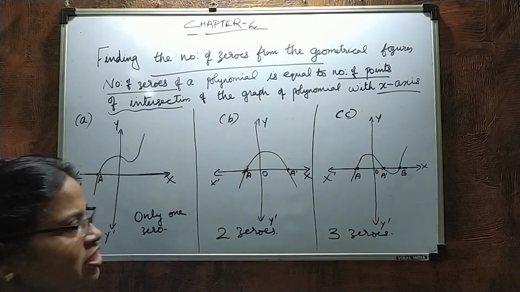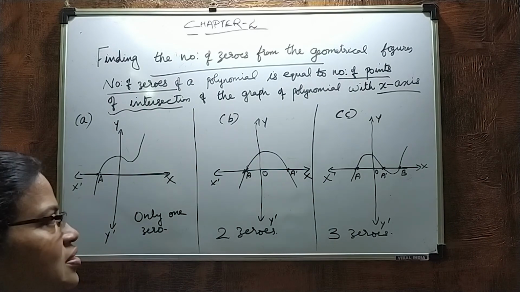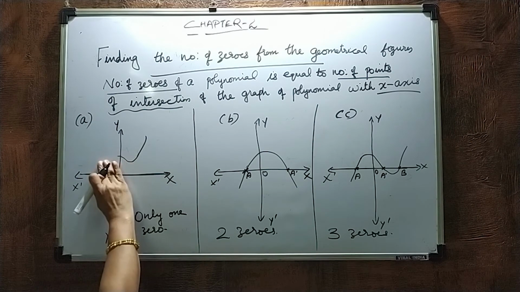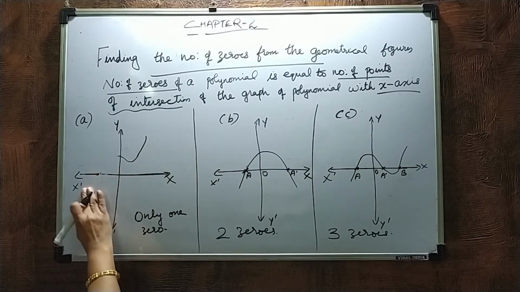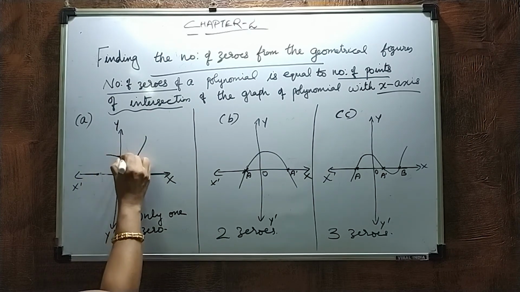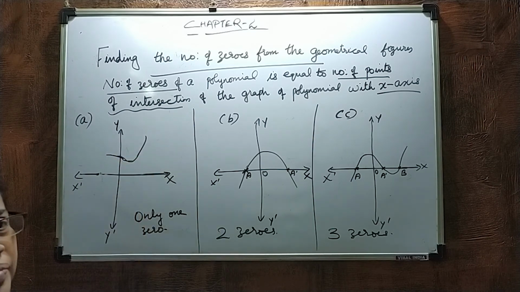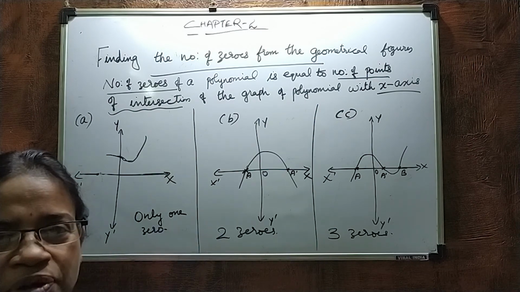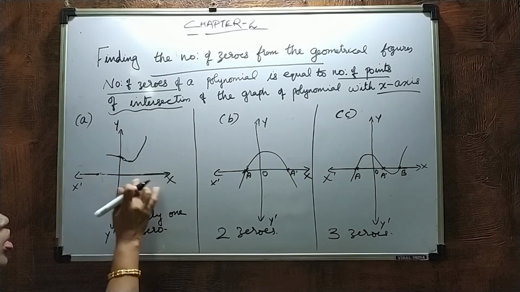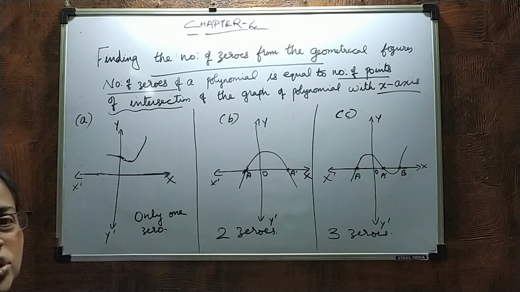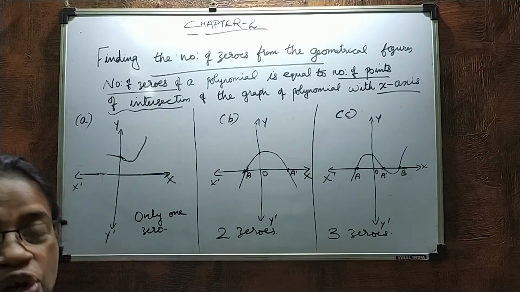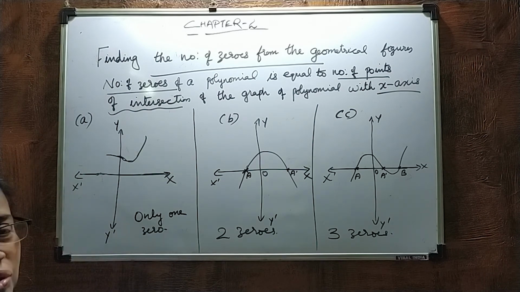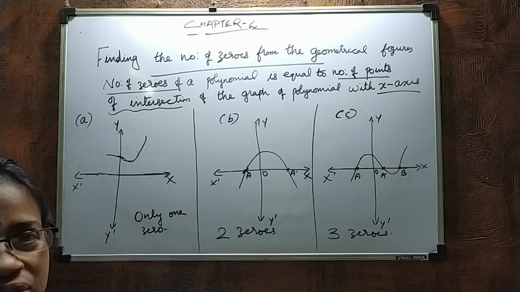Suppose it does not touch the x-axis. Here it is like this. Okay, what happens? What can you write there? How many zeros will there be? Here no points touch. Then what can you say? You can say that there are no zeros. Clear? If it does not touch, you can say that there are no zeros.